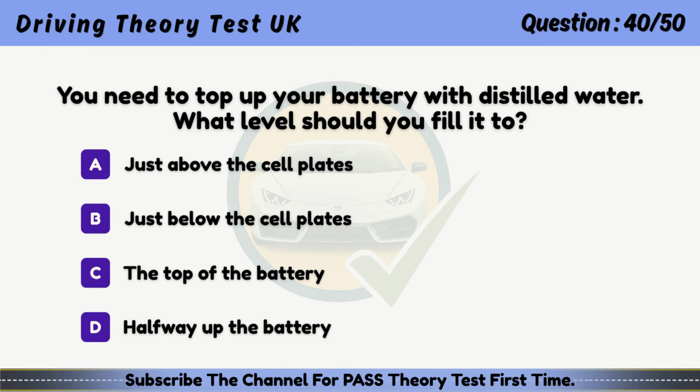Question 40. You need to top up your battery with distilled water. What level should you fill it to? Option A. Just above the cell plates. B. Just below the cell plates. C. The top of the battery. D. Halfway up the battery.